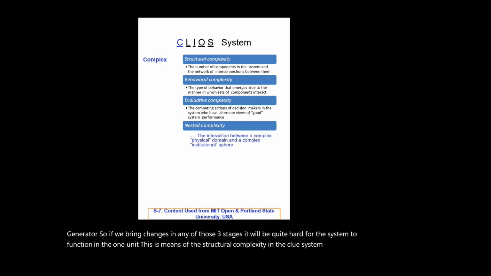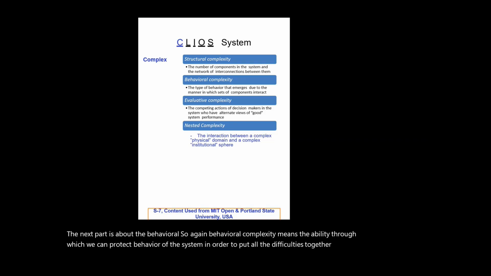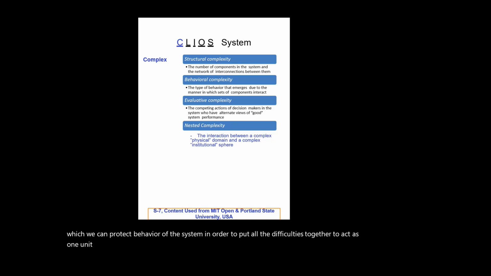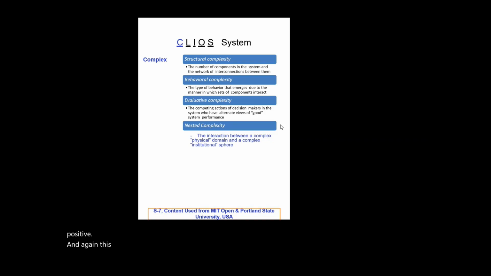Okay. The next part is about the behavioral. So again, behavioral complexity means the ability through which we can predict behavior of the system in order to put all the difficulties together to act as one unit. Okay. Again, in a CLIOS system, we don't know about behavioral on a structural level, it's quite hard to actually predict. Okay, so behavior can be negative or could be positive. And again, this is very hard for the system to predict and understand and how we can put different things together.